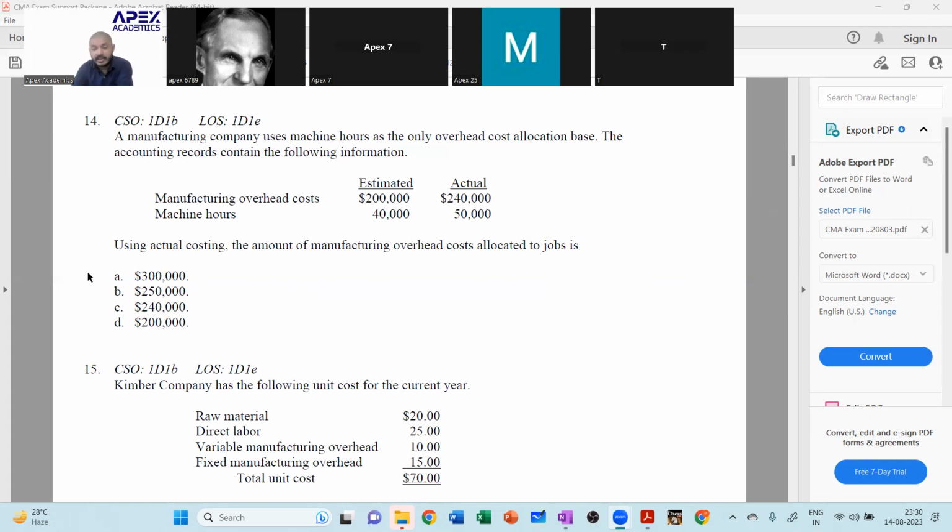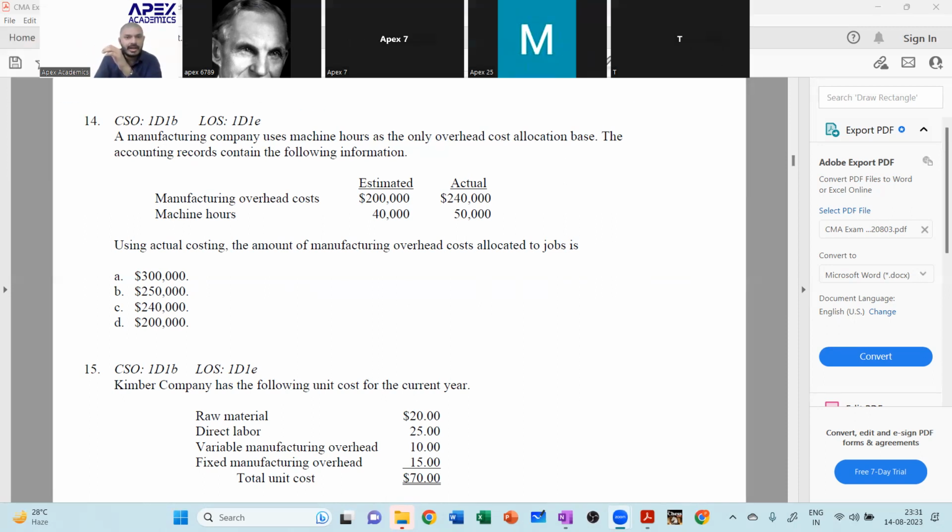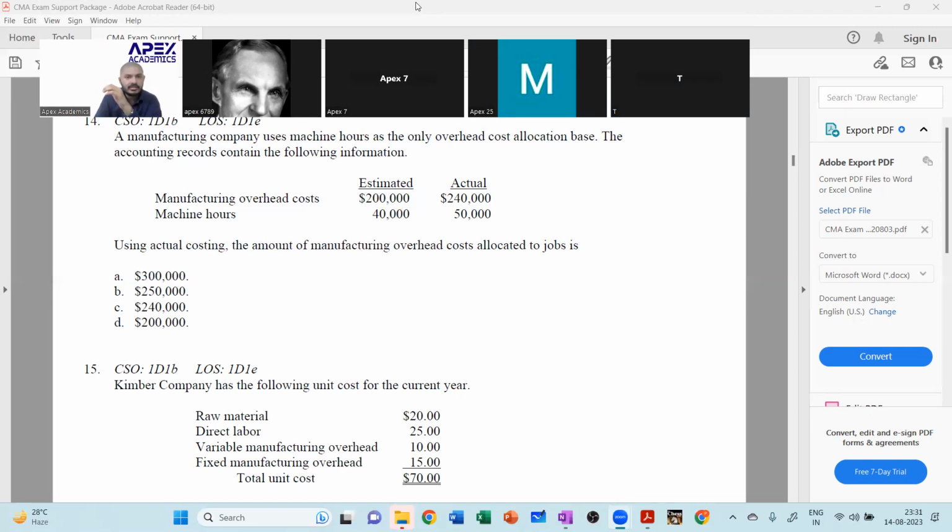The accounting records contain the following information. Manufacturing overhead costs estimated to be 200,000, actual is 240,000. Machine hours are 40,000, actual are supposed to be 50,000. Use actual costing. What is the amount of manufacturing overhead that is allocated to the job? My dear friends, actual costing will always use actual costs and nothing else. So you are using actual costing.